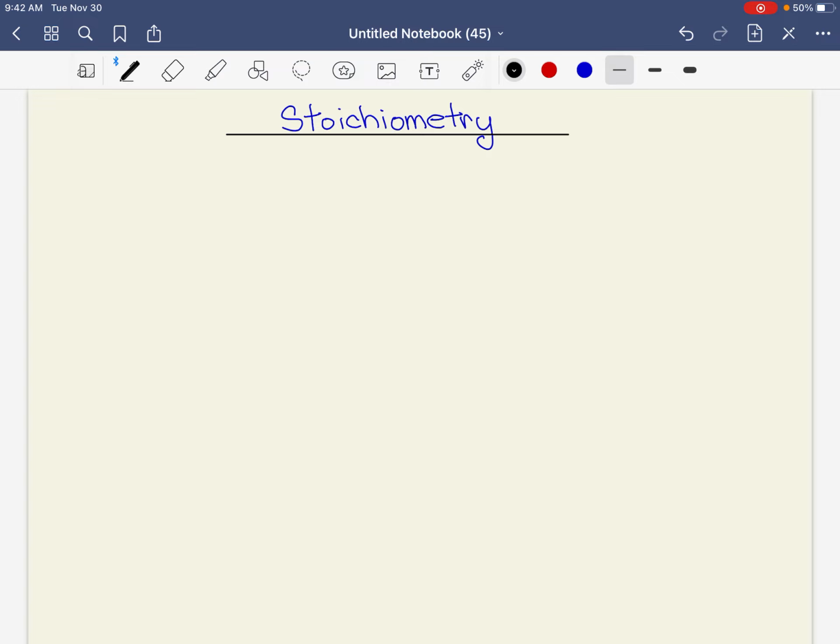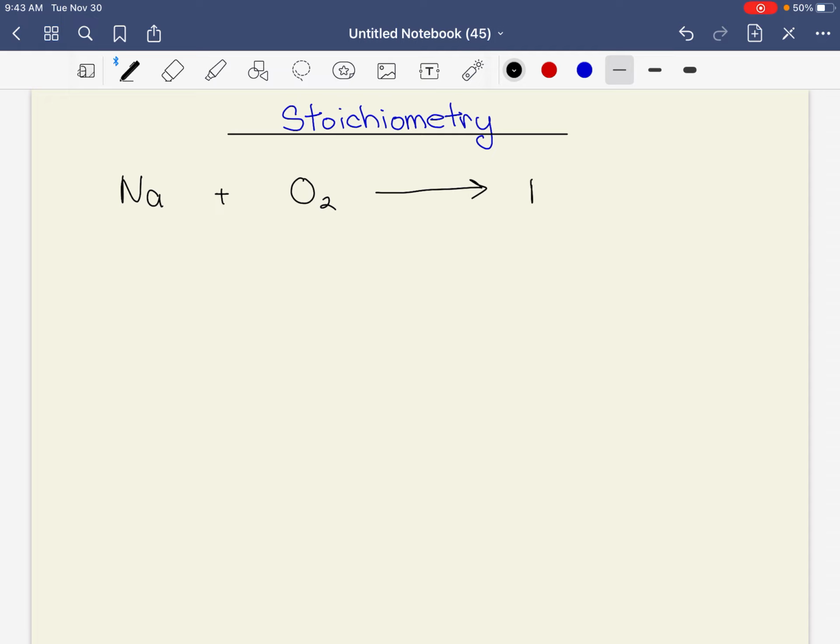All right, so let's take a look at an example. What I have here is sodium reacting with oxygen gas to give you sodium oxide. First things first, let's balance this reaction. It's not complete if this reaction is not balanced. Let me reiterate exactly what this means. This is actually very important.